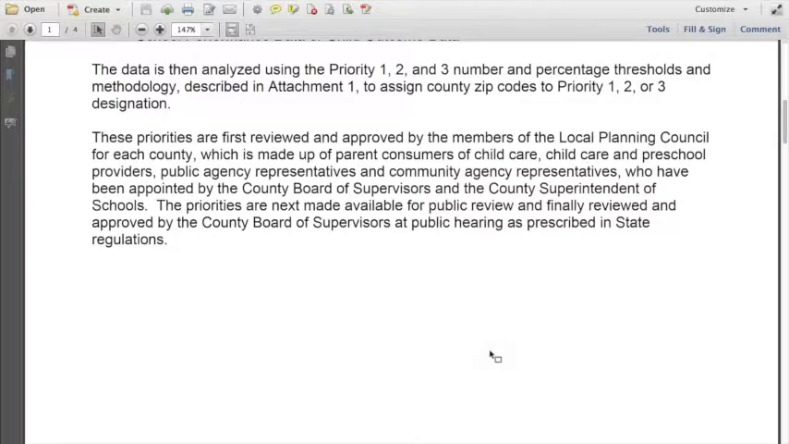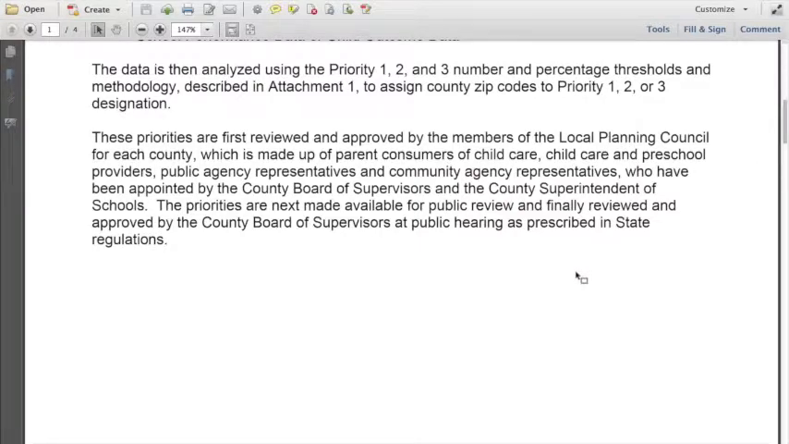If you decide not to change, then you don't need to take that decision to the Board of Supervisors. Your LPC can decide that you don't think there's been enough change. You're just going to stick with where you are, and you just inform the state.